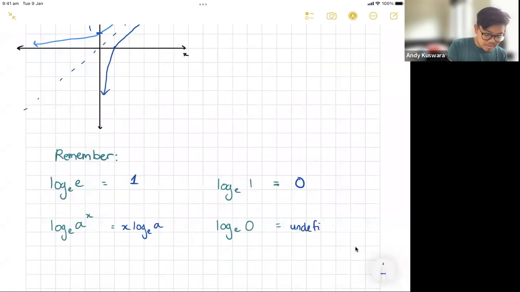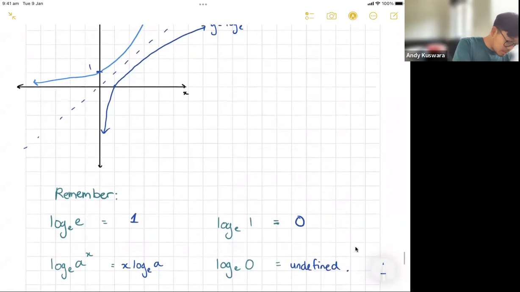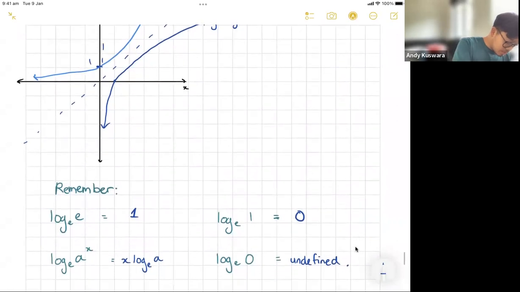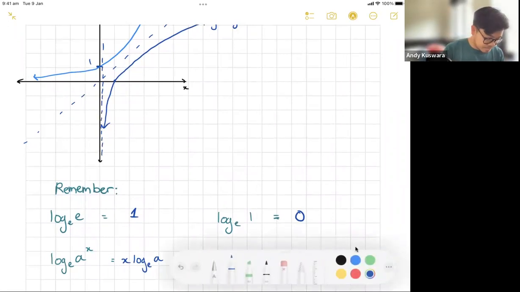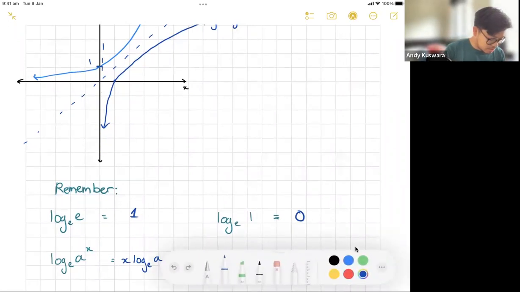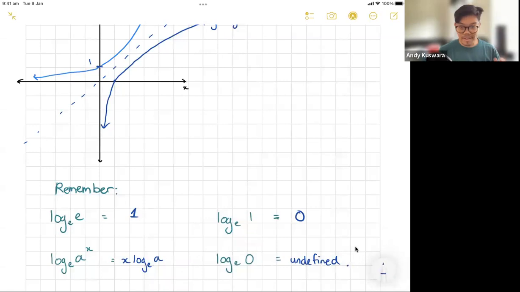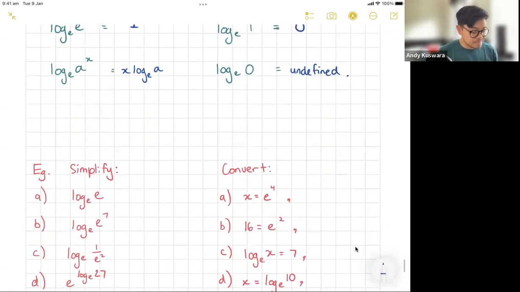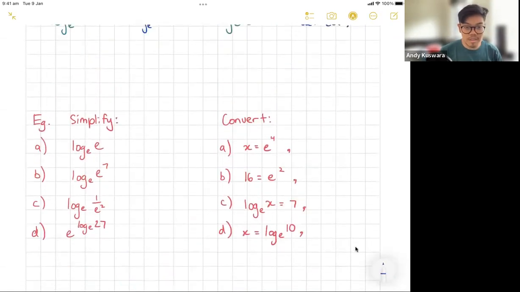So this is what we say undefined. Log e of 0 doesn't exist. It's undefined, and it's actually going to give us this asymptote here. I don't know if you can see that x equals 0 line. I'm just going to get rid of that because I don't want it to be too messy. All right, now that we've got that out of the way, let's try to work out some of these simplified ones.